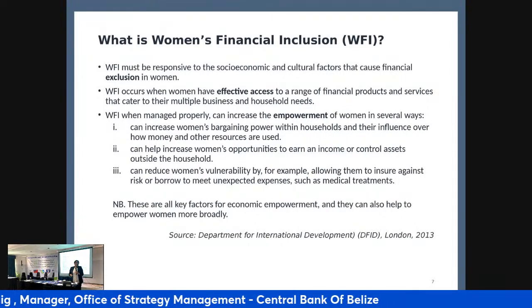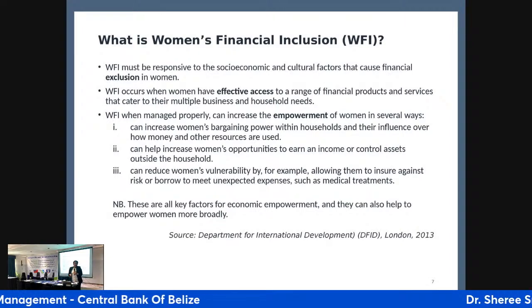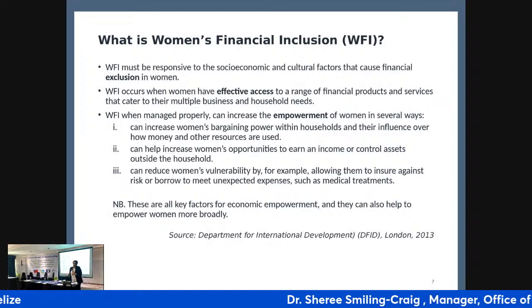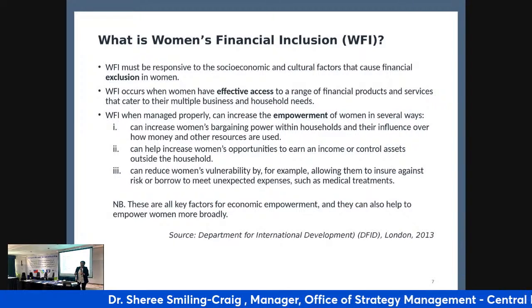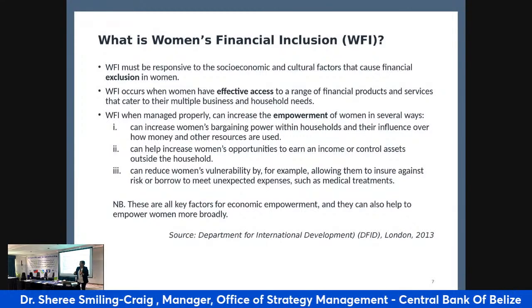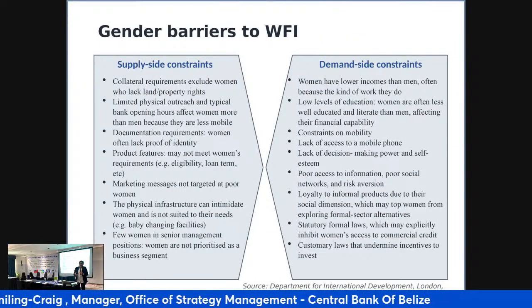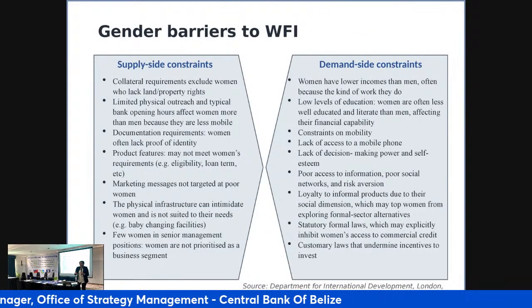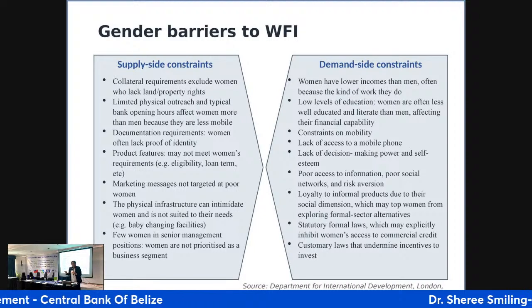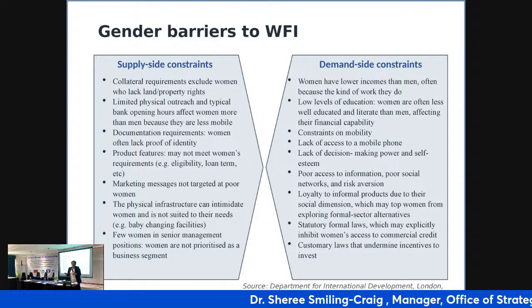And you heard about it always: there's the supply side and the demand side. The supply side is, of course, what the financial institutions are providing for you and how they provide it. And then the demand side is what you need as a woman. What are your needs? We really look at it from both. We're not really gender specific, because it could also relate to men. And we're not excluding men.